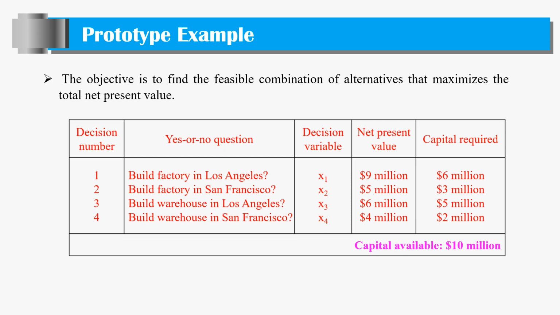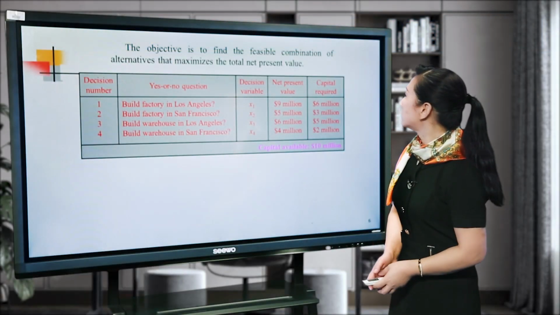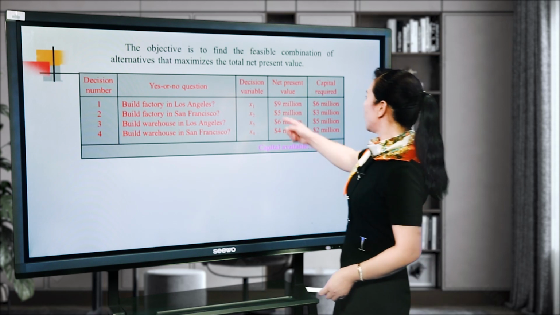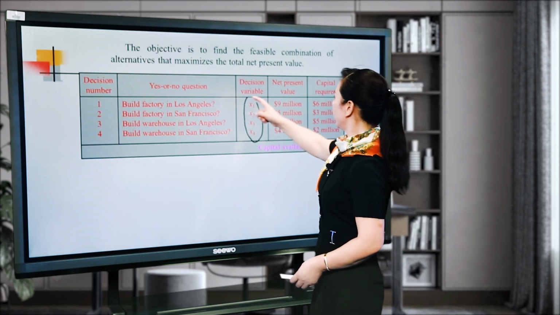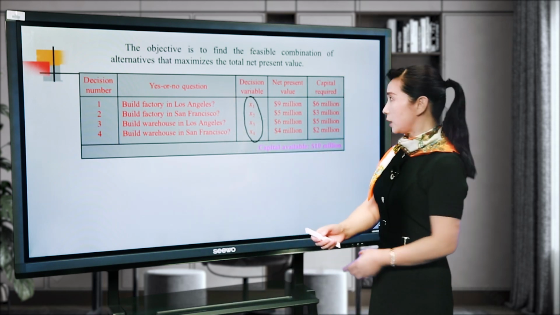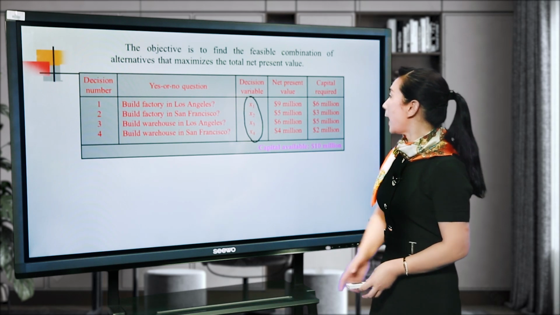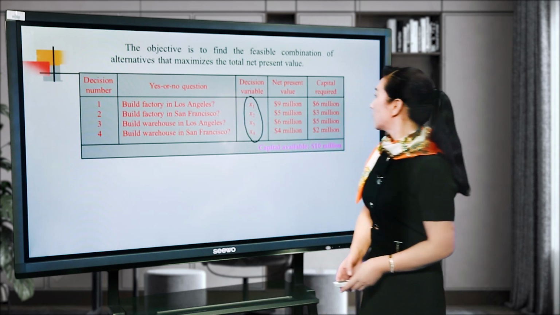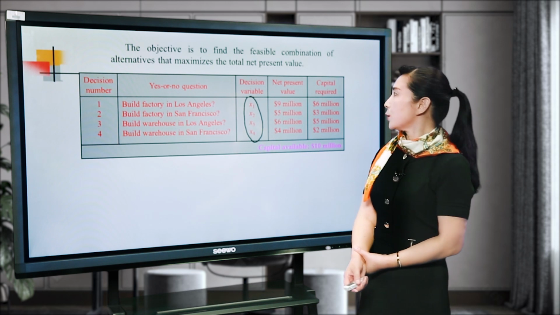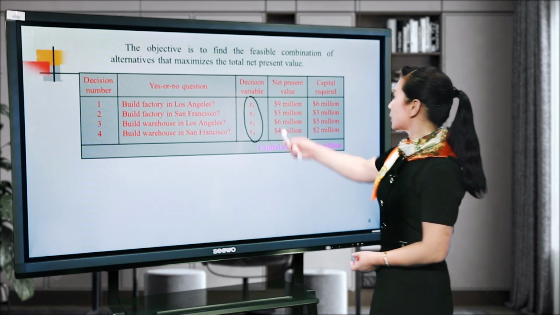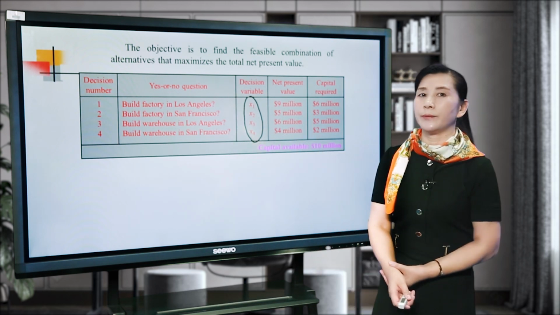Now we set up this program model. First, determine the decision variables. In this table, the decision variables are in this column. So in this problem, we have 4 decision variables, x1, x2, x3, and x4.